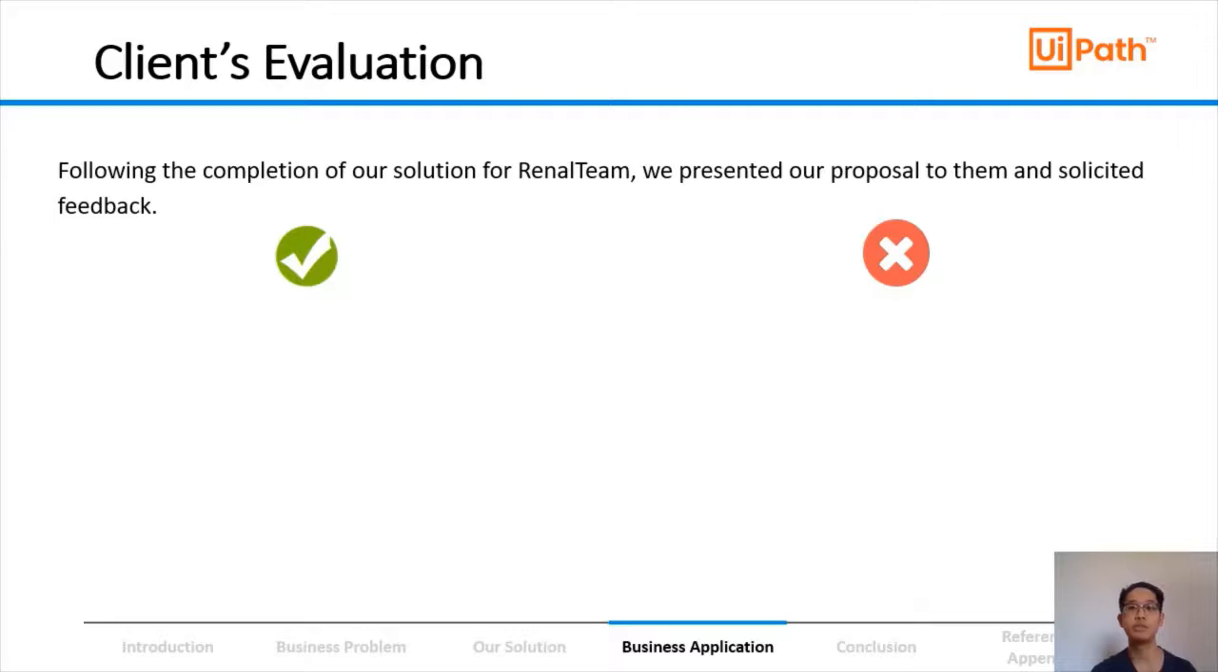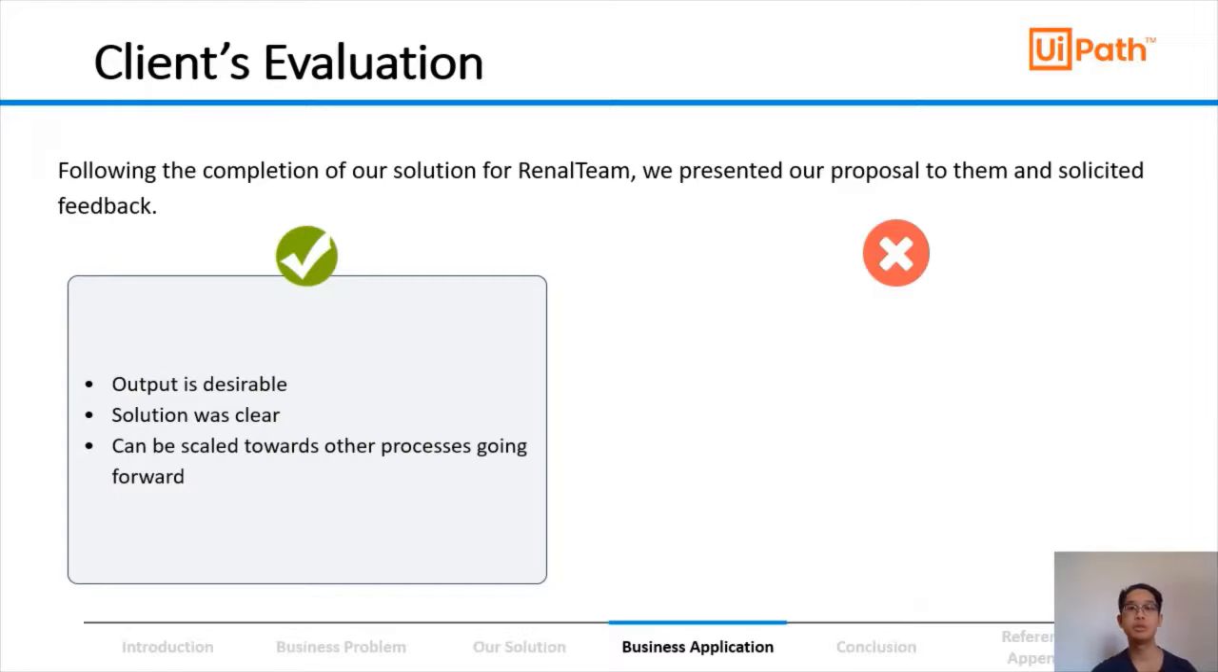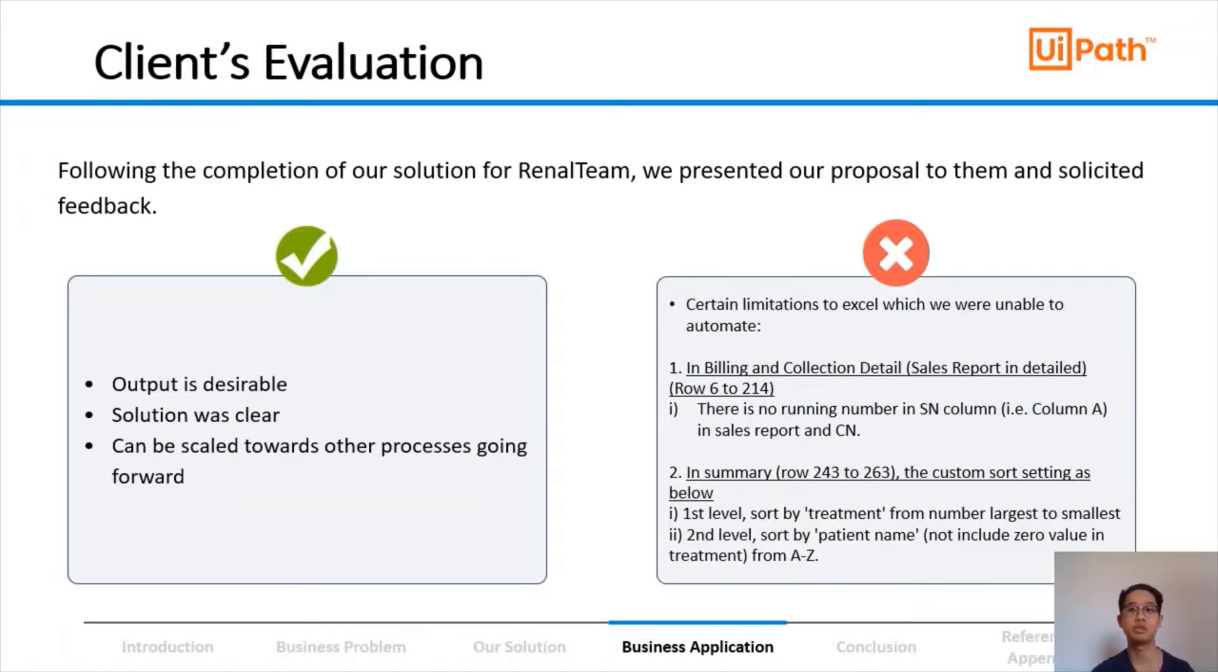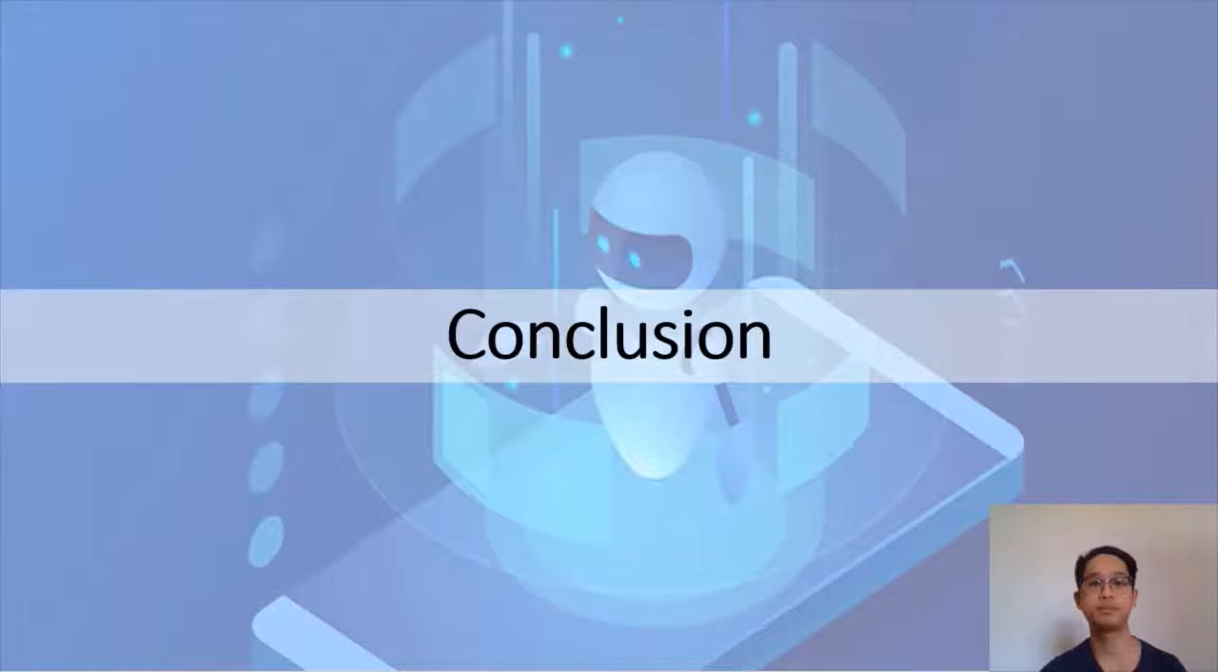After we had finished presenting our solution, Renal Team's CEO indicated that the output was desirable and could be scaled, but there were certain restrictions that we could not automate. First off, Renal Team wanted serial numbers to be arranged in running order and blank invoices to be moved to the last row. Next, Renal Team wanted a dual filter for sales by patients and nil treatment values to be removed. We acknowledge that this process had to be done manually for now.